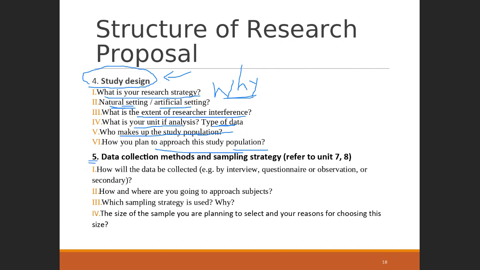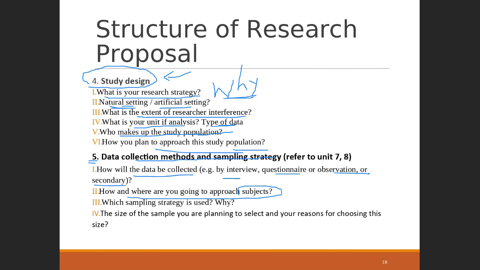Part 5 of your research proposal: data collection methods and sampling strategy. How will data be collected? Are you conducting interviews, questionnaires or observations, or is it simply secondary data, and you're using IMF reports or World Bank reports or government statistical reports? You need to tell us how you will collect your data, and how and where you are going to approach your subjects. This is again very important. This gives us a clear picture of how clear you are about your research direction.